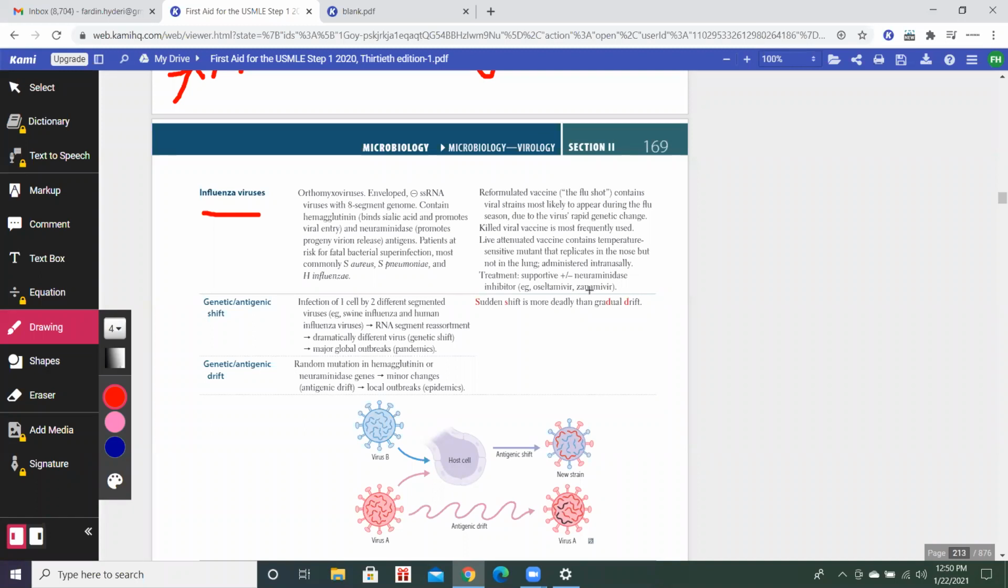MMR over there, R is for rotavirus. Okay. The R is for rotavirus. So rotavirus is a live vaccine. So thank you so much, Dr. Jordan, for mentioning all the live vaccines.